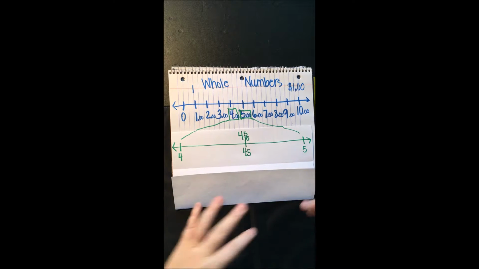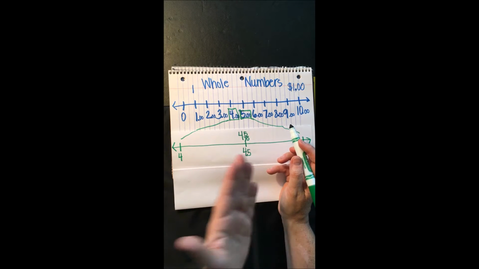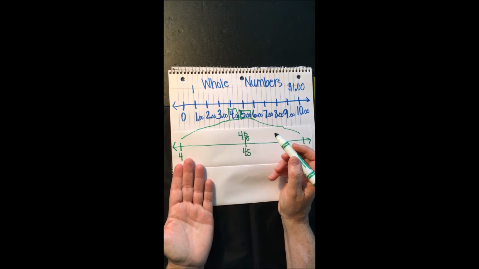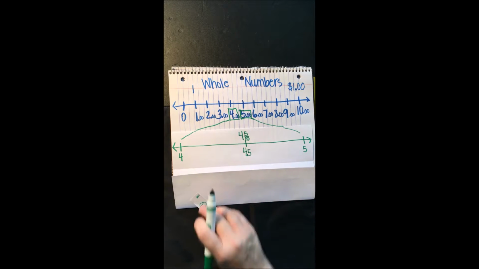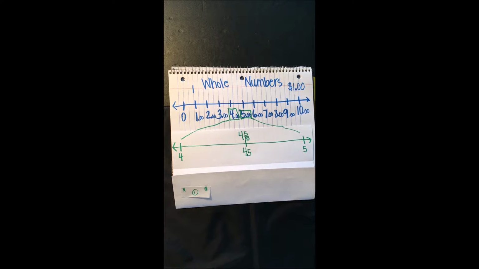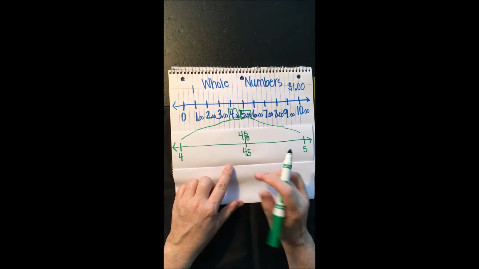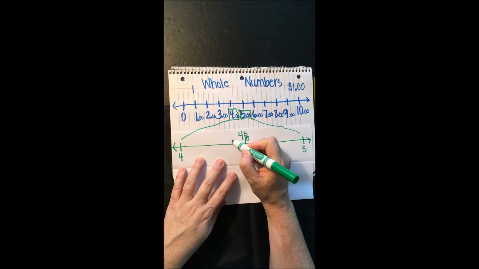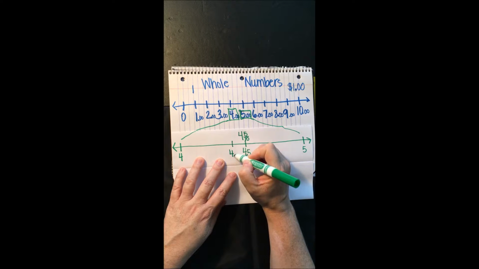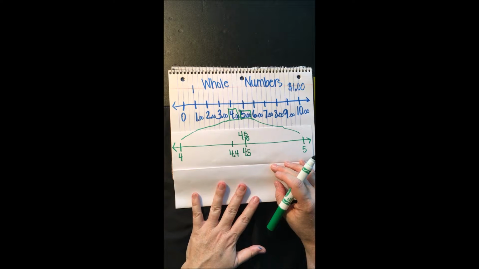Go back to money again and ask the student, okay, $4.50. If I took away 1 dime, how much money would I have? Refer back to your 4 whole dollars and your 50 cents. If you removed 1 dime, what would that look like? That would look like $4 and 4 tenths, or 4 dimes.